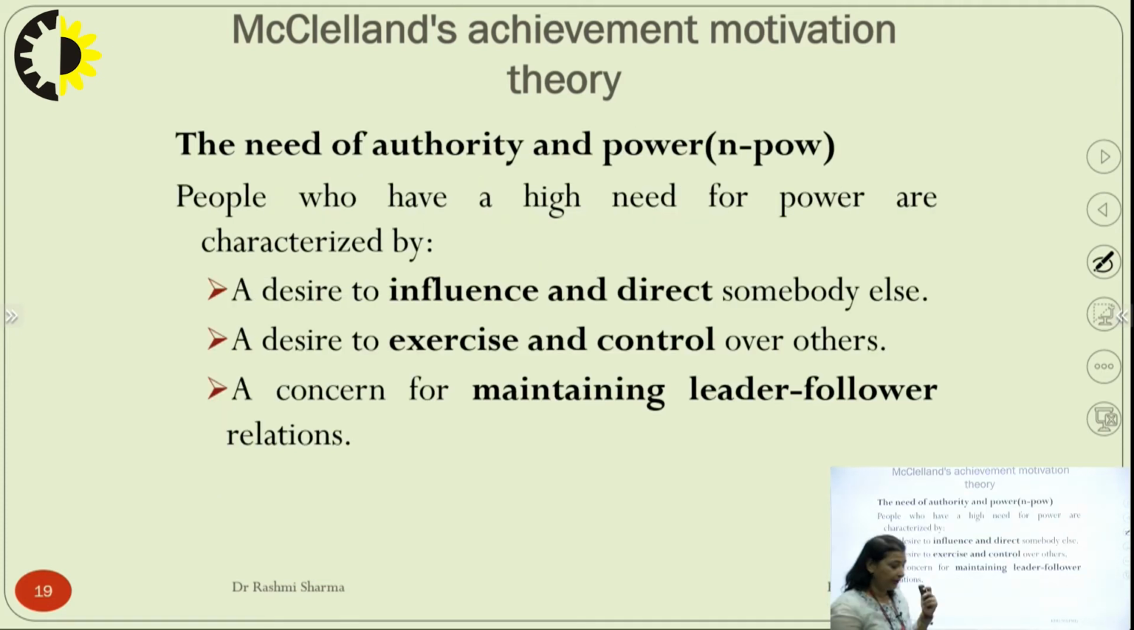Then comes the need for power. In the need for power, I should say that the person wants that you should follow them, or they should guide and you should follow their particular decisions. So they want the authority to be with them, like Hitler had the dictatorship. Each and every decision at that particular point of time was dictated by Hitler, and his people had to follow that particular thing. So in doing that particular thing, he has that particular power.